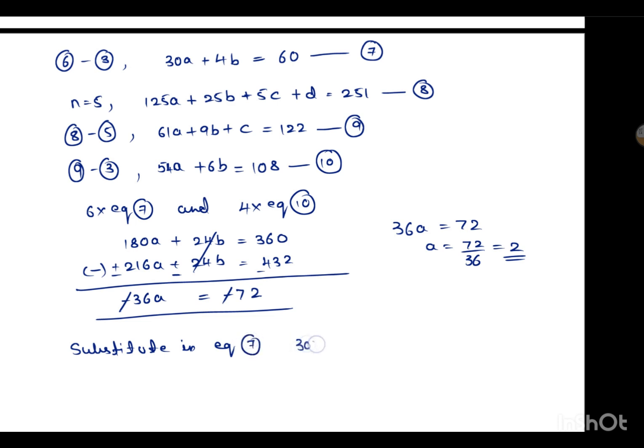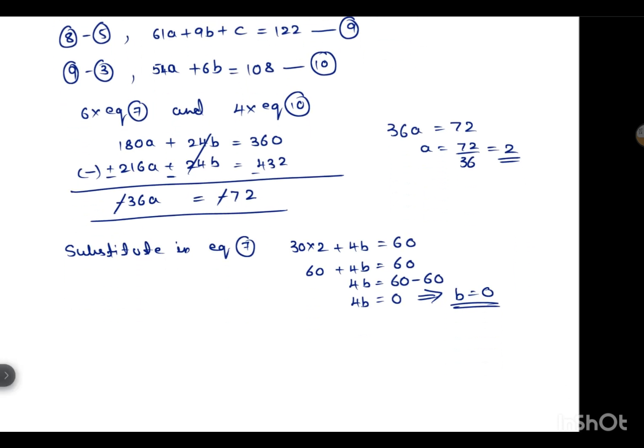So 30 into 2 plus 4B is equal to 60. 30 into 2 is 60, plus 4B is equal to 60. 4B is equal to 60, if you bring it from the left to the right hand side, that becomes minus 60. So 4B is 0. That means B is also 0.